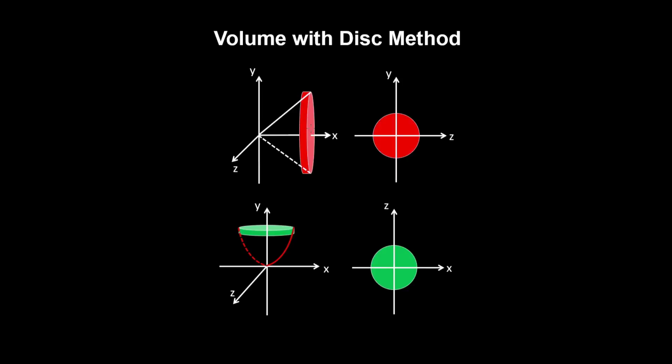We can use the disk method to find the volume of solids of revolution, and these solids are formed by spinning a two-dimensional section, in this case a triangle, about an axis.